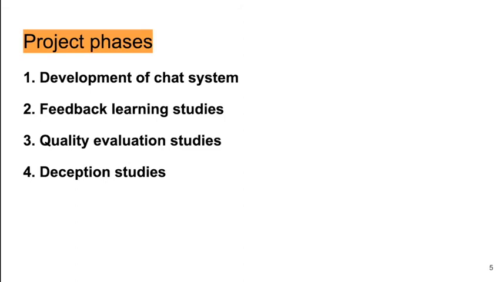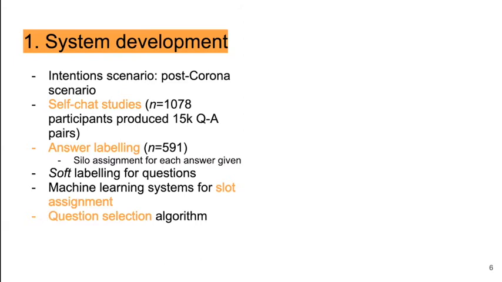These are the development of the system briefly, then feedback learning studies, quality evaluation, and then deception studies. Now, system development, how did we go about that? Our scenario was intentions, ideally with next weekend activities or scenarios like that. That didn't work, so we had to flip to a post-corona scenario, and really we're asking people, what's the first thing you'll do after the pandemic is over?